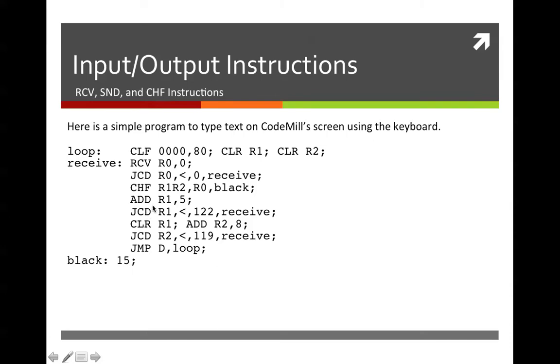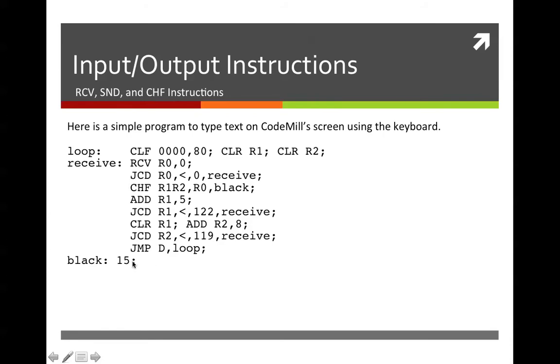And then I change R1 by 5. So I move R1, the delta X displacement, by 5 pixels to the right, and then I keep doing this until I get to 122. Once I get done with that, I clear R1, and so make the displacement go back to the beginning of the screen on the left, and then I change R2 by 8, and then I keep doing this until R2 becomes 119. That's about the height of the pixel that we're going to need to stop at, because it ends at 127. And so then I keep jumping back so I can repeat this.